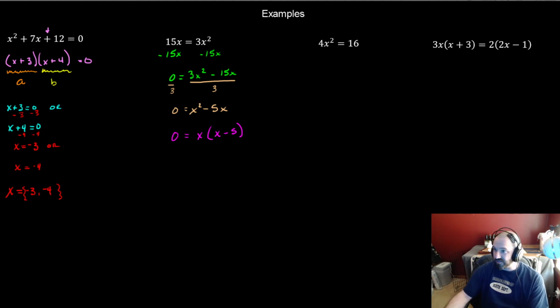Now just set each of those equal to 0. So x is equal to 0, or x minus 5 is equal to 0. Well, x is already equal to 0, so that's done. So if I add 5 to both sides, x is equal to 5. So my two answers, x is equal to 0 or 5.